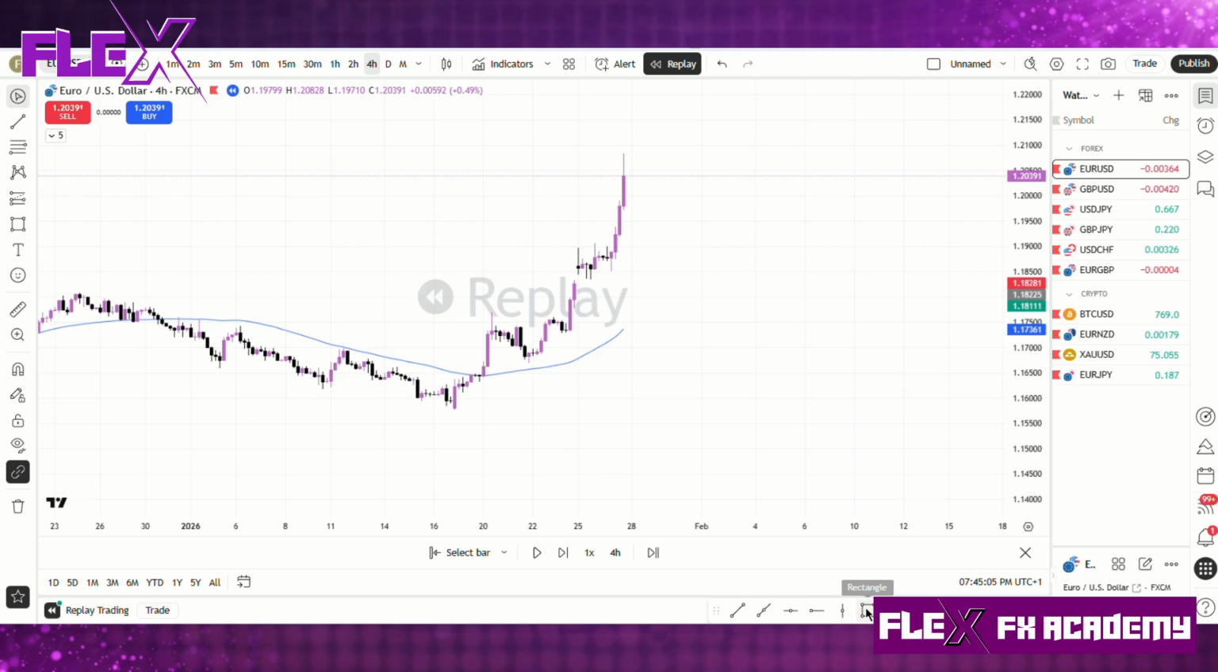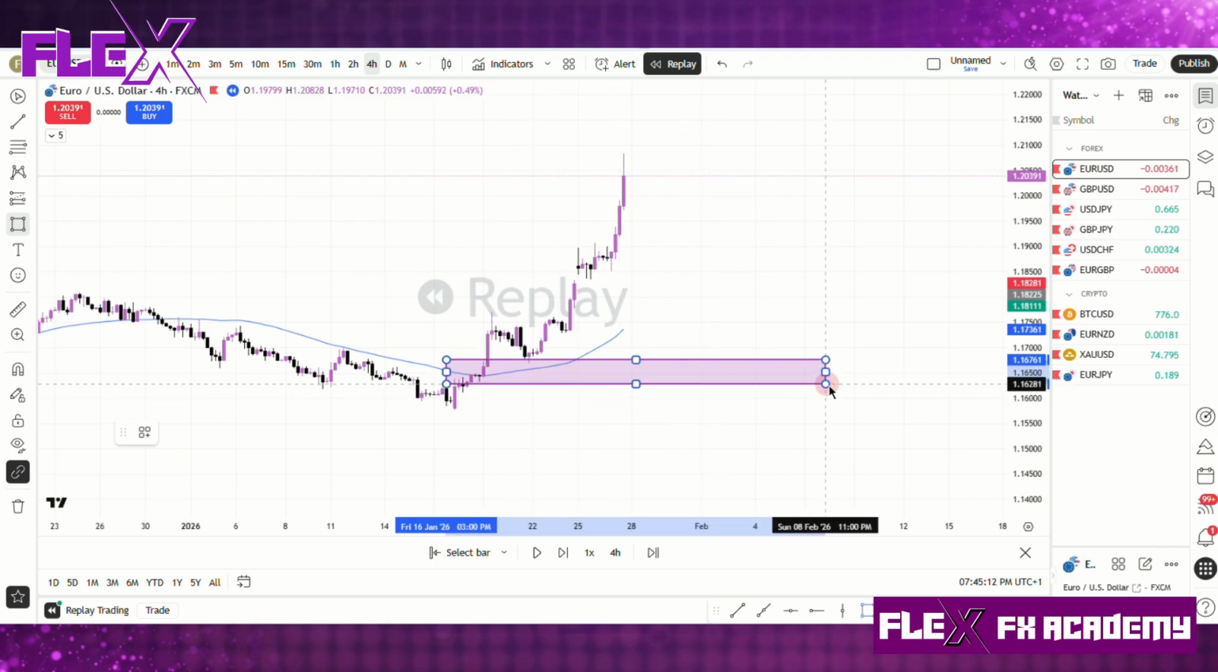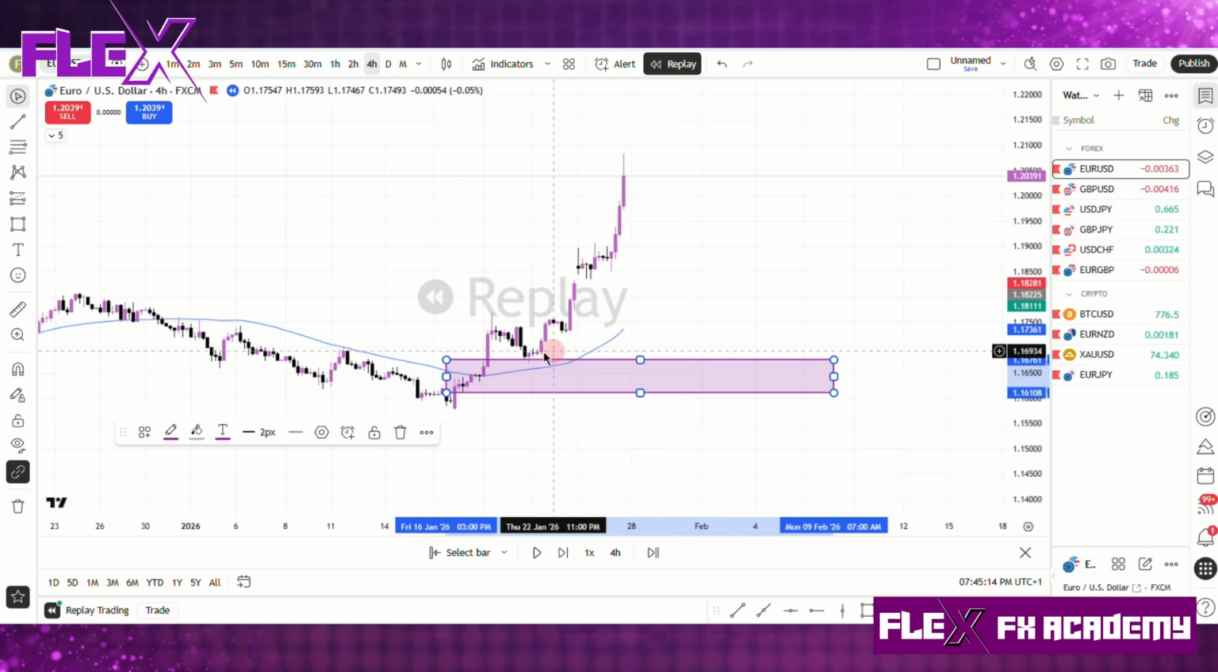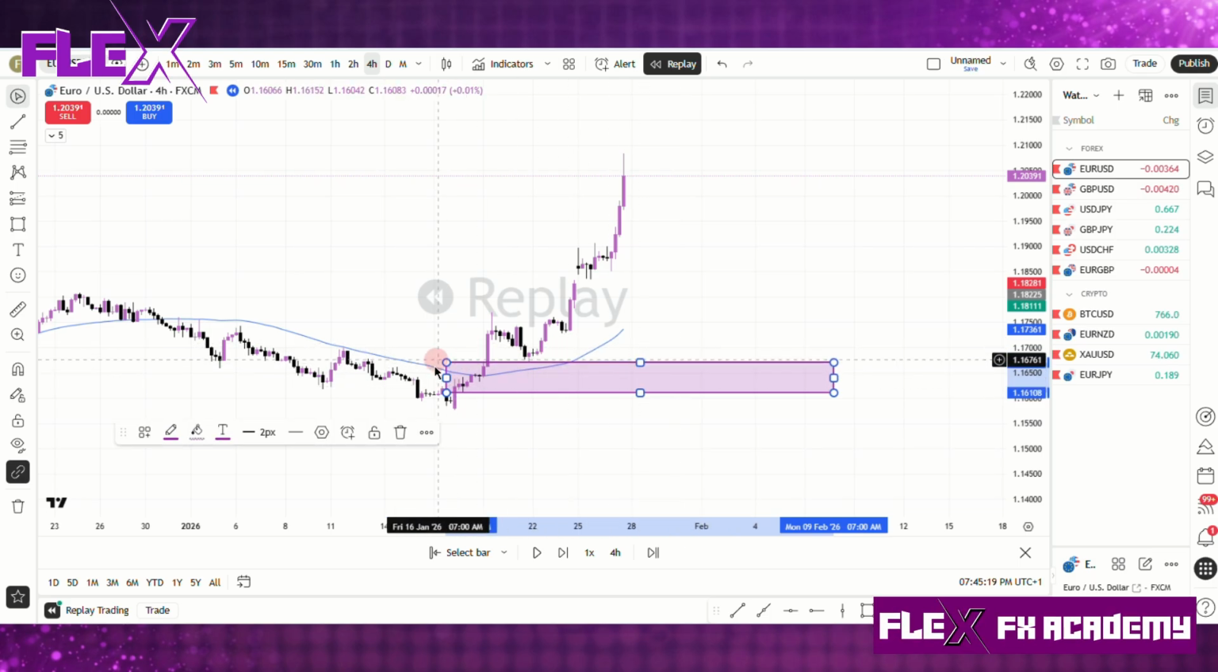So if I take my rectangle tool here and then I mark out this base here as a zone, and then arrange it properly, you can actually see that the market came back, tapped into it, and pushed up. This is exactly what you want to see. This is a perfect zone here. So always ensure that your zone is between two either explosive or decisive candles.